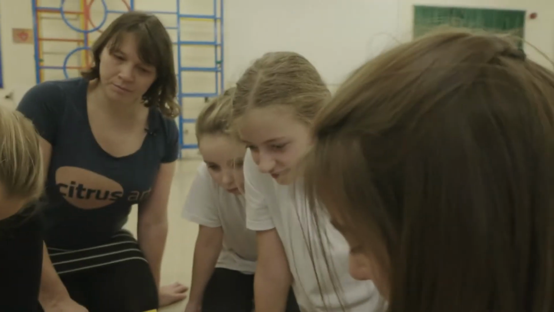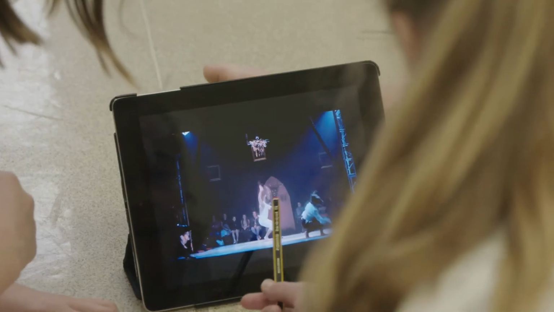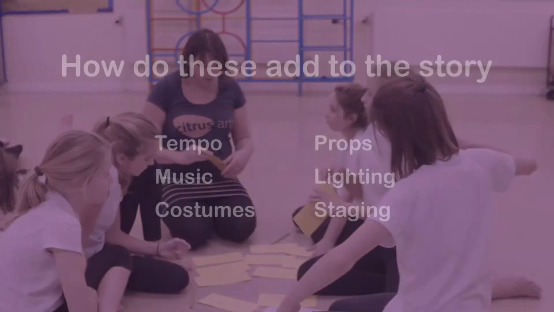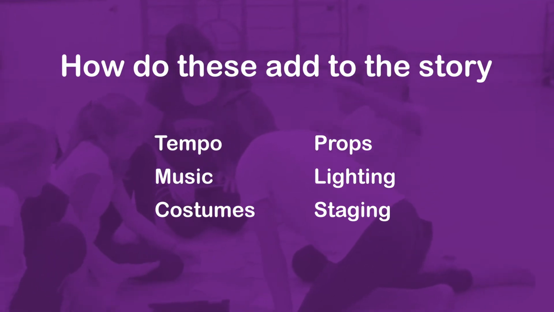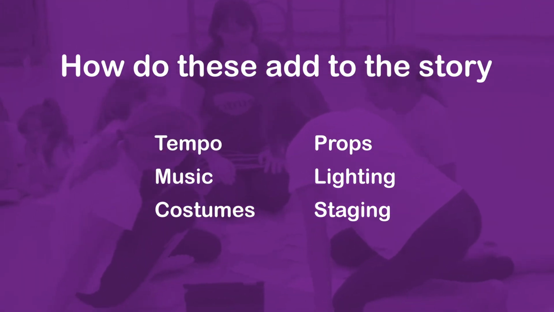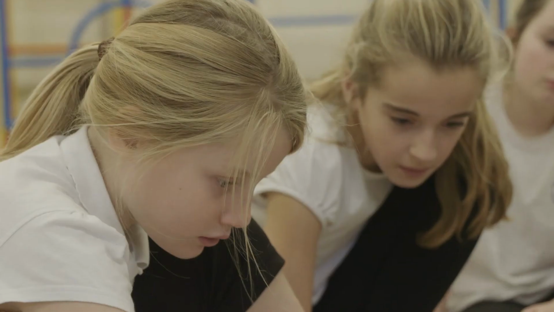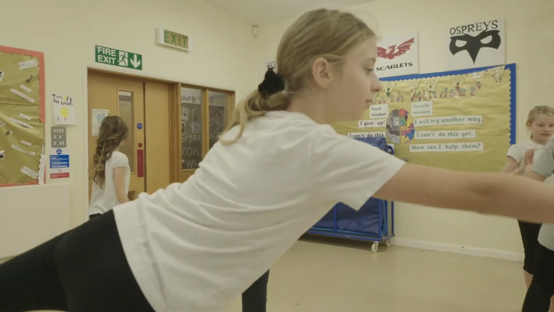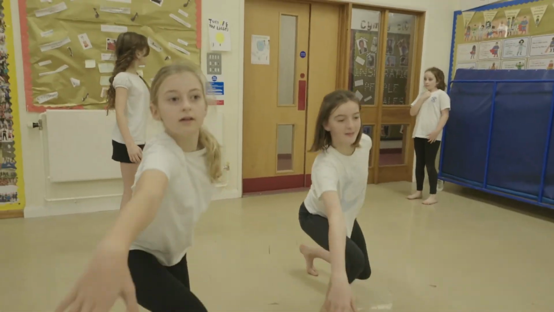On top of looking for the specific movements in the piece, encourage the learners to discuss the style or emotions in the piece. What is the atmosphere or story? How does the tempo, music, costumes or props, lighting or staging add to the meaning of the dance? By asking the learners to analyse and reflect on what they see, the building blocks are being put in place for creating dances of their own.